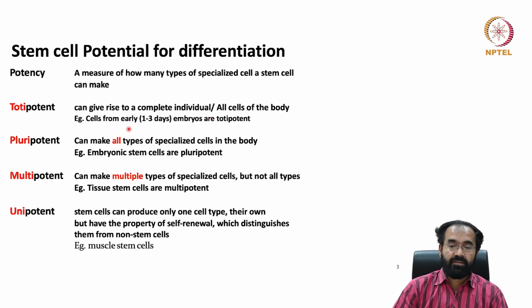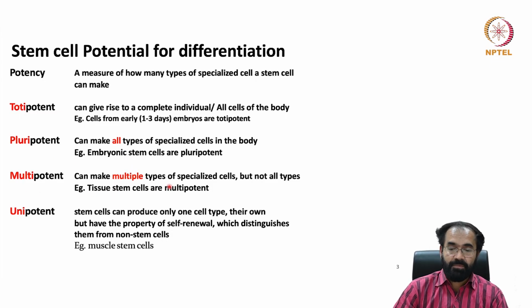These cells are from a very early developmental phase. They have this ability, but after a little while, they become pluripotent. That means they can make all cell types or specialized cells in the body, but they cannot make the entire organism. Embryonic stem cells are normally referred to as pluripotent cells. They are not totipotent. They cannot give rise to an organism.